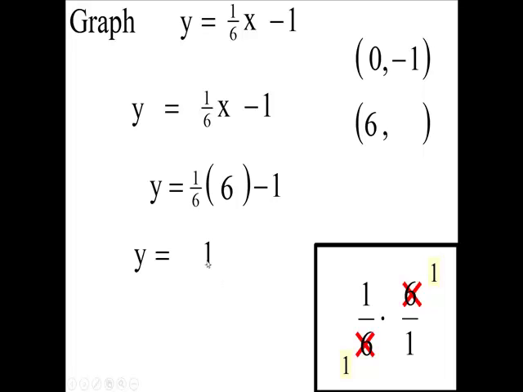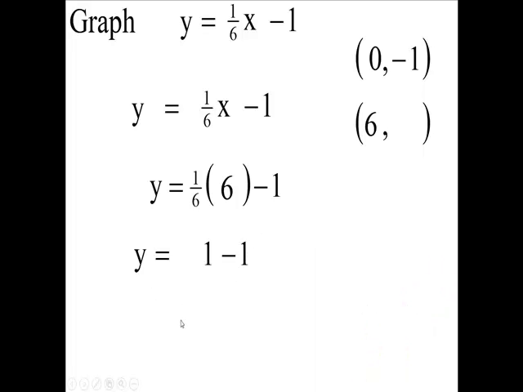So y equals 1 minus this 1. So we're going to end up with y is 0. When x is 6, y is this number right here. So that's my second point.